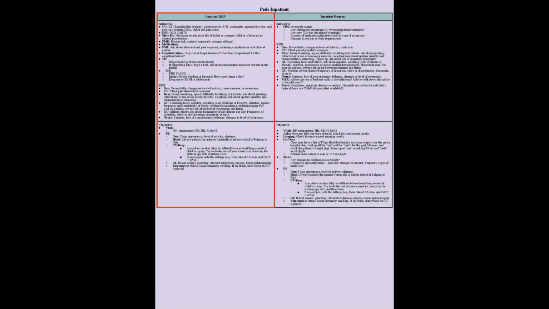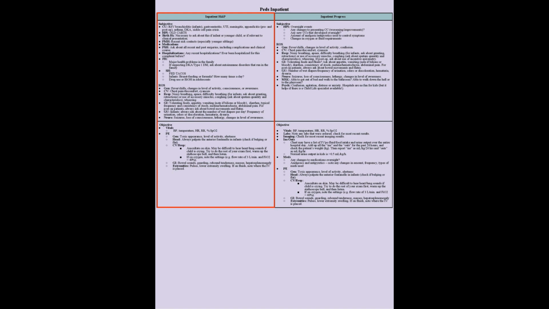When you do your exam, you want to note if they look toxic, what their level of activity is, if they're alert. Always palpate the anterior fontanelle in infants to check if it's bulging or flat. And kids don't like being in the hospital, so they're going to be crying. It can be difficult to hear lung sounds and heart sounds if they're crying. So try to do the rest of your exam first.